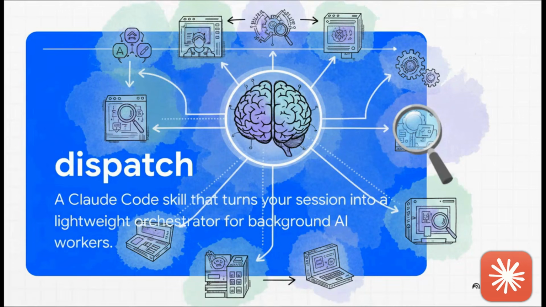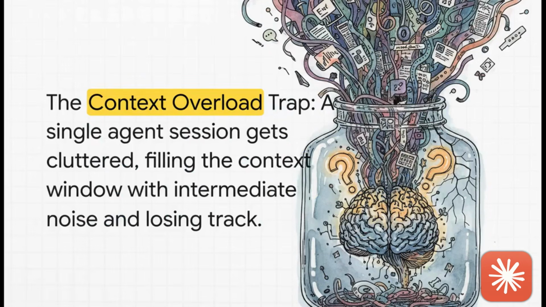At its core, Dispatch is an open source skill that you use inside of Claude Code. Think of it like a supervisor or maybe a project manager for your AI. It basically transforms your main chat session into this lightweight manager that can hand off different tasks to other AI workers that are running in the background. Now, the problem Dispatch is built to solve is something that I guarantee every single power user has run into. It's what I call the context overload trap.